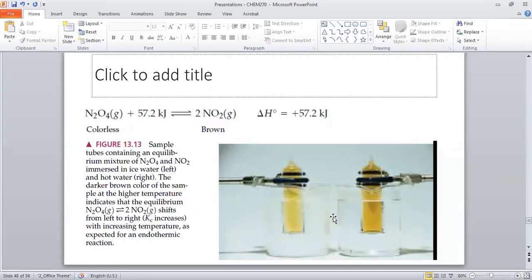And this is displayed with the example. Let's suppose at the start, at low temperature, you can see the color is light brown, and when you increase the temperature, it is converted into dark brown, because NO2 is brown in color and N2O4 is colorless. So that means by increasing the temperature, the reaction proceeds towards the forward direction. And this is the effect of the temperature on the reaction.